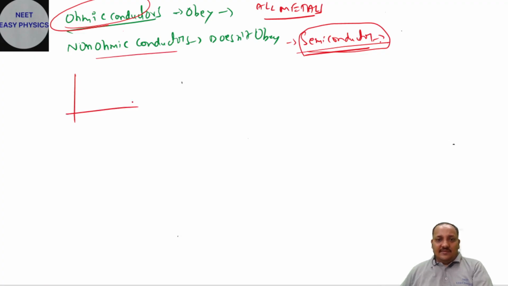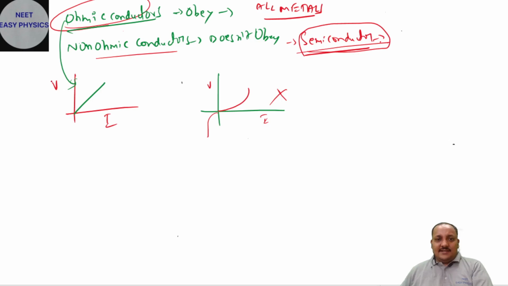The graph drawn between voltage and current will be a straight line for an ohmic conductor, because they are directly proportional, a straight line passing through the origin. For non-ohmic conductors, the graph is going to be a curve. It is not a straight line. So you will get a non-linear graph.